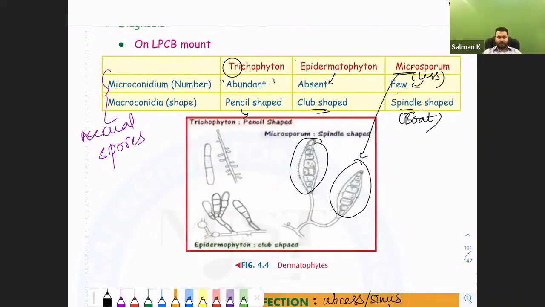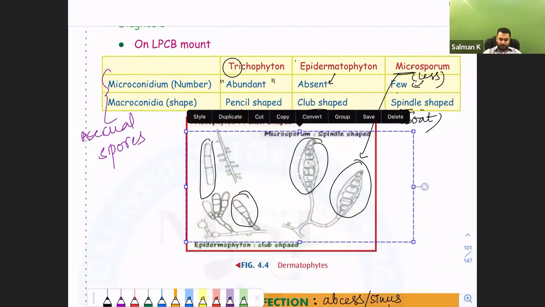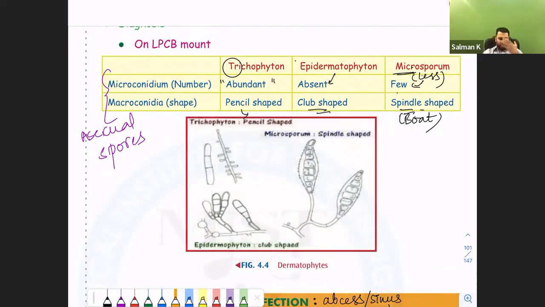Next, trichophyton, if you notice, this is described as a pencil. And these ones are described as the club shaped ones. So basically, this is something that you should all be looking at. This is quite important for the examination purpose. Please make sure you're all learning this.